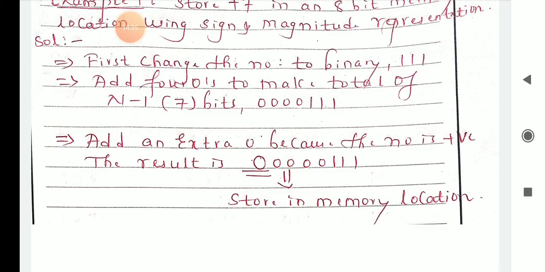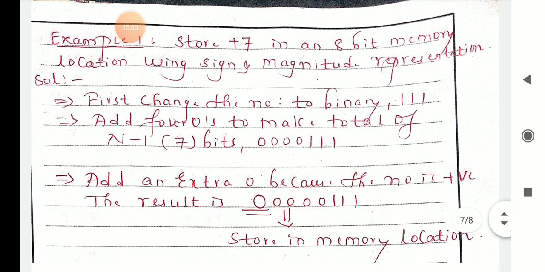Add 4 zeros to make the total number of bits n minus 1. That is 7 bits, so n minus 1 I have to consider, not 8 bits here. So you have to add 4 zeros: 0 0 0 0, then 1 1 1. Okay, so here you have 7 bits, but I need an 8-bit memory location.